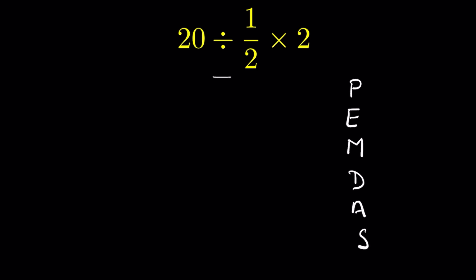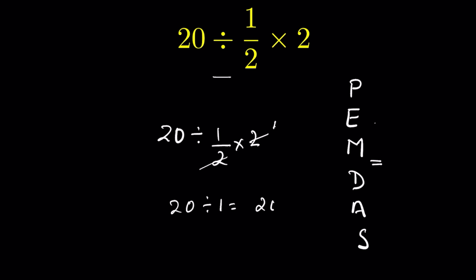No parenthesis and exponent, so first we will solve multiplication. That means 20 divided by 1 upon 2 times 2. So this part will be solved first as per the order of operation. So this 2 and this 2 get cancelled. Now it is 20 divided by 1. That means it's equal to 20.